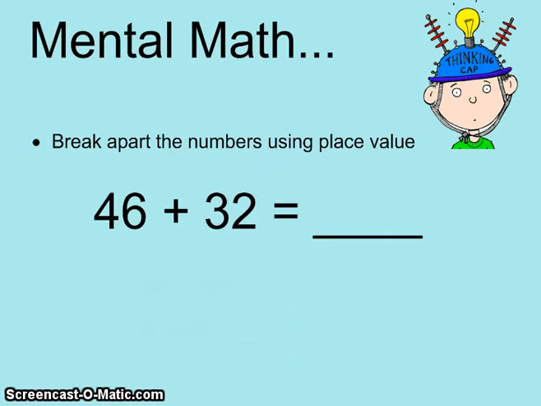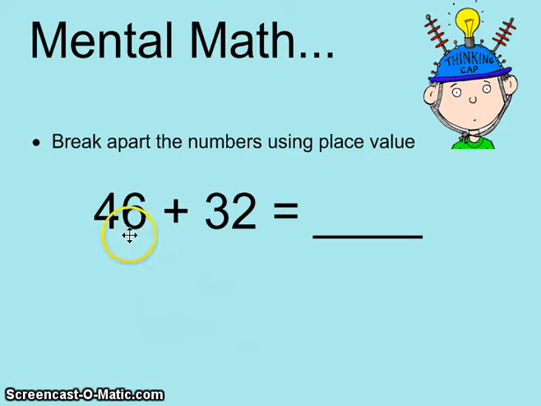We've been practicing our mental math strategies during our math talk. Let's take a look at two of our most popular strategies. First, we're going to add, and we're going to break apart the numbers using place value. When I look at 46, I could separate that into tens and ones. I have 4 tens, which equals 40, and I have 6 ones. In 32, I have 3 tens, which equals 30, and 2 ones.